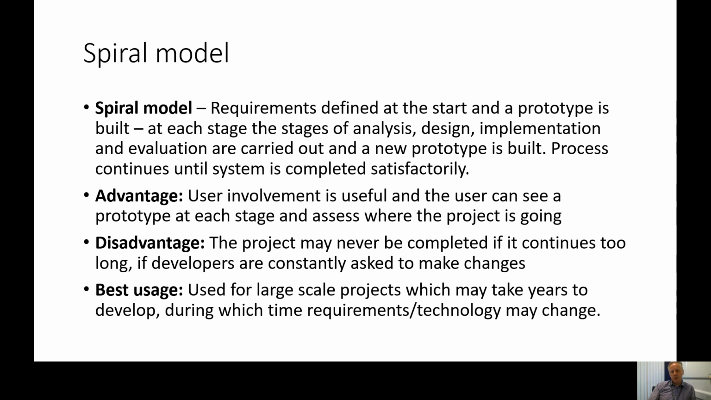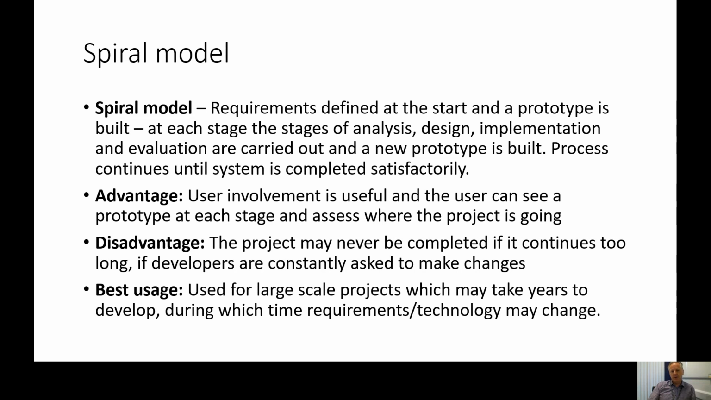An advantage of the spiral model is the user is involved. The user can see the prototype at each stage and see where the project is going. So they get an idea as you're going through the project what the end product might look like or what parts of it will look like, and they can feed back on that.